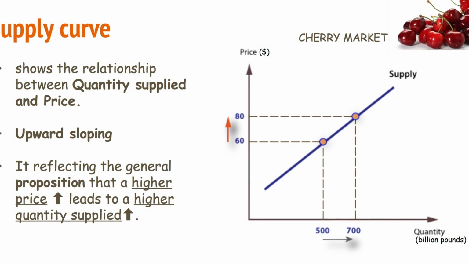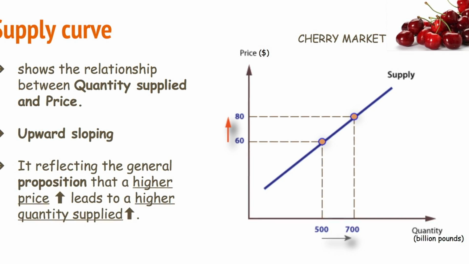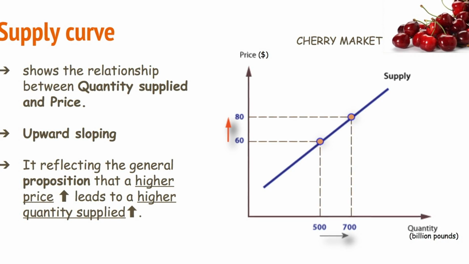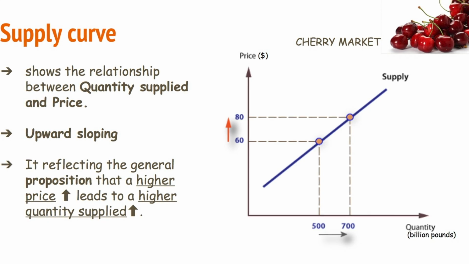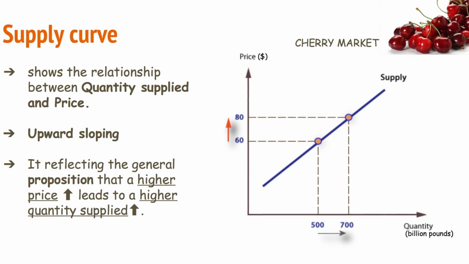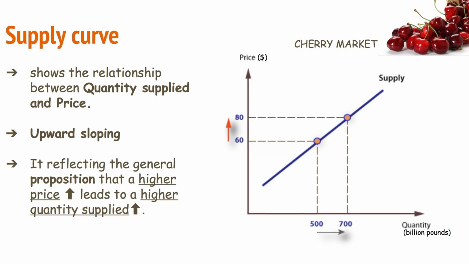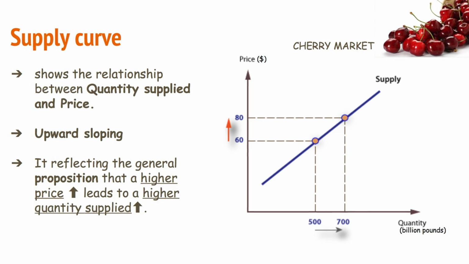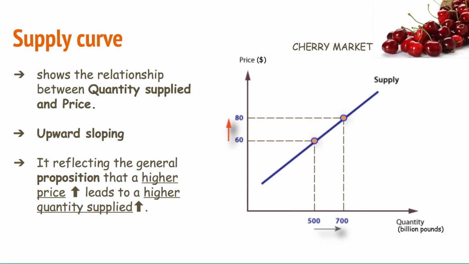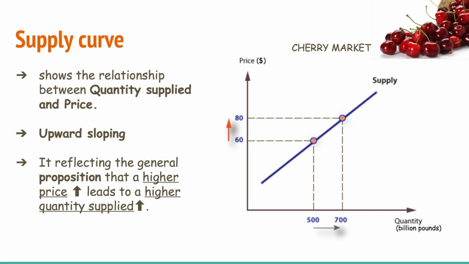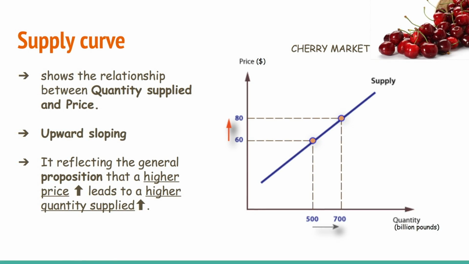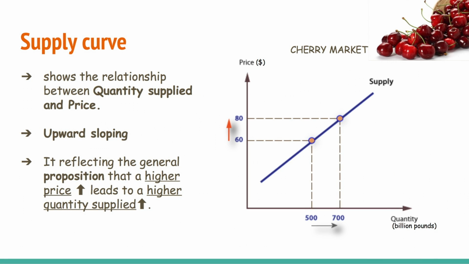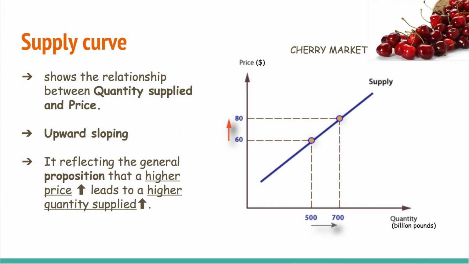As we know, the supply curve is an upward sloping curve, which shows the relationship between quantity supplied and the price. This is the diagram of the cherry market. Let's suppose that the price of cherries rises from 60 to 80. Then we can see the quantity of cherries that farmers are willing to sell rises from 500 billion to 700 billion pounds. This is the normal situation of a supply curve, reflecting the general proposition that a higher price will lead to a higher quantity supplied. Some economists refer to this relationship as the law of supply.